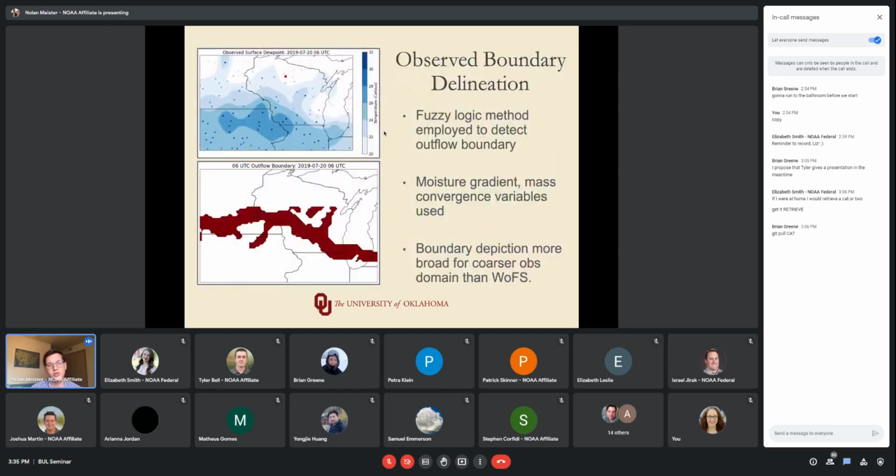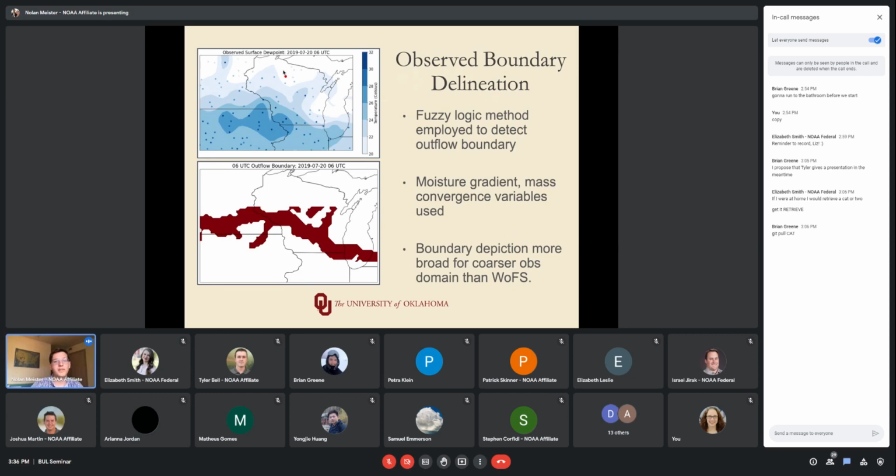So the first thing that I had to do was figure out how to delineate an outflow boundary based on observations, which is really easy to do if you're a forecaster and you're drawing your line in place, but a little bit harder to do when you're trying to delineate a boundary in Python. So I kind of used a fuzzy logic method that really heavily relied on moisture gradient and mass convergence, especially, to figure out where the outflow boundary would be in reality.